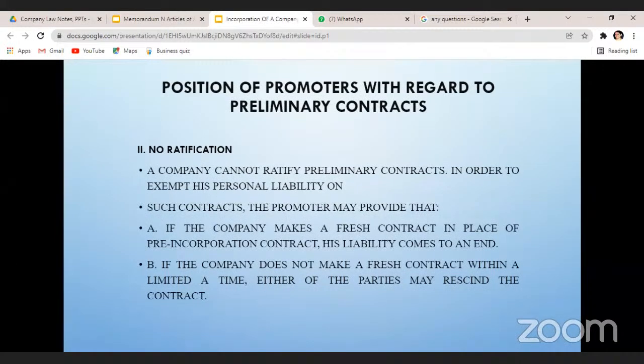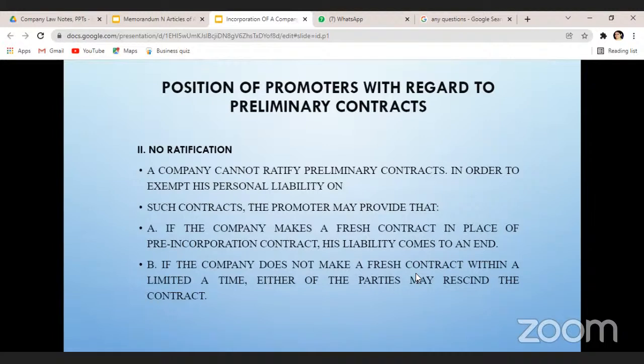The next one is, the company cannot ratify these contracts in order to save the promoter. Like how the company ratifies means entering into new contracts instead of preliminary contracts. Okay. Because if I enter into new contracts and ignore the preliminary contracts, this liability of the promoter comes to an end. So it should not do that.